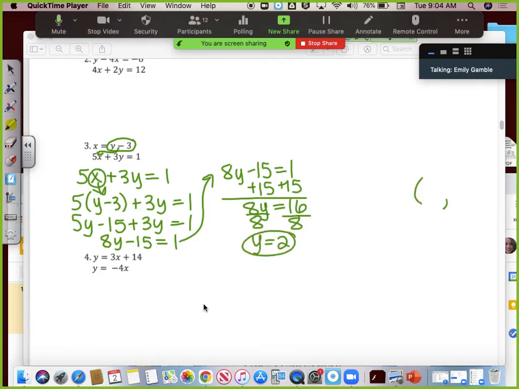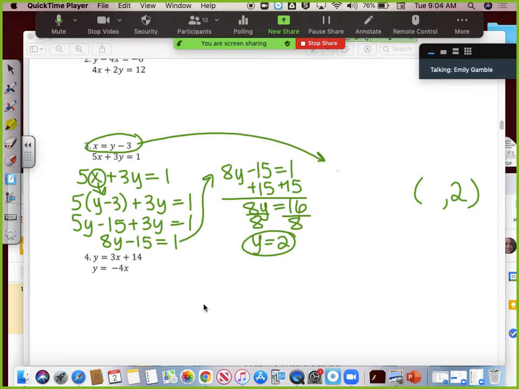I now have half of my answer. I know that the y value for this point is at 2. Now I need to figure out what x is equal to. You go back to the original equations, and you pick the one that's easier. Which equation looks easier to solve for x? Yes, I agree. It's already in x equals form.